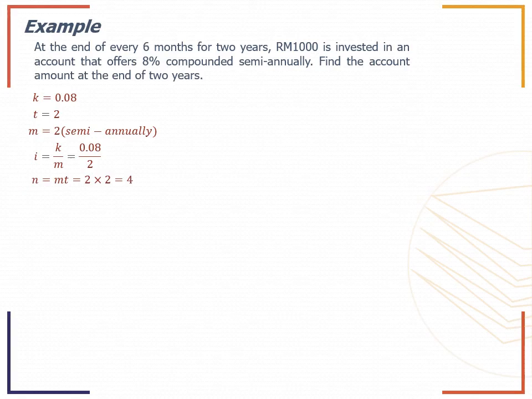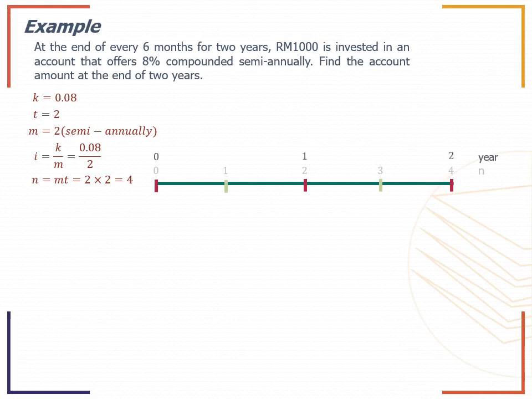Let me show you in a figure. There are 4 times interest will be calculated in 2 years. 1,000 is invested at the end of each interest period. To find the account amount at the end of 2 years, we need to bring all of the 1,000 to the end of 2 years. For example, bring this 1,000 to the end of year 2 and invest with 0.08 over 2.